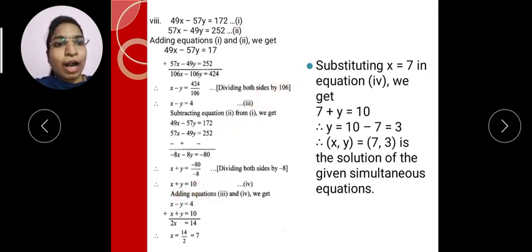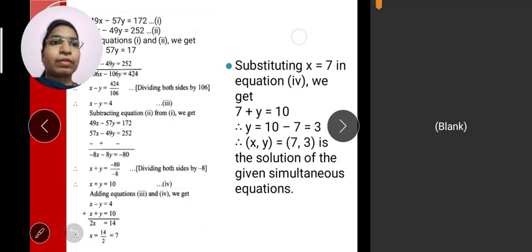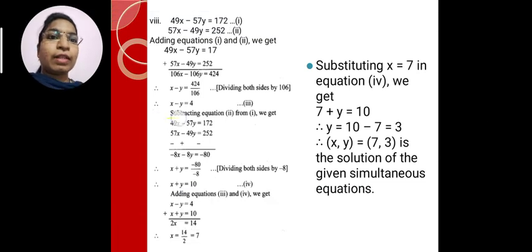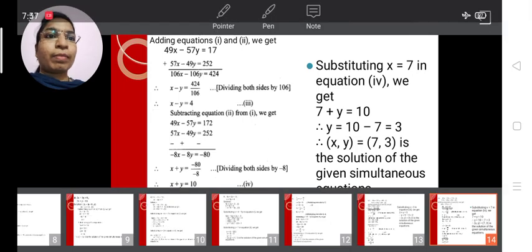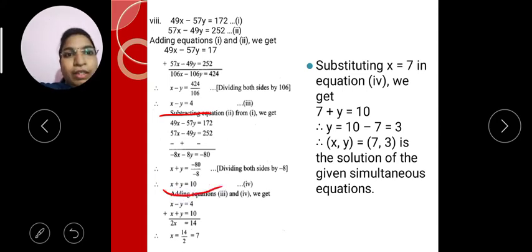So these two are the simplest form of the equation. Which two? x minus y is equal to 4 and x plus y is equal to 10. So simply adding these, you will get x is equal to 7.